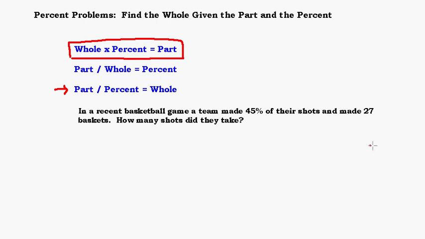The 27 is the part that they made. It's not the whole number of shots they took, it's the part that they made. And obviously this 45 is your percent. So we don't know the whole. In order to find the whole, we do the part divided by the percent. So we're going to do 27 divided by 45%.